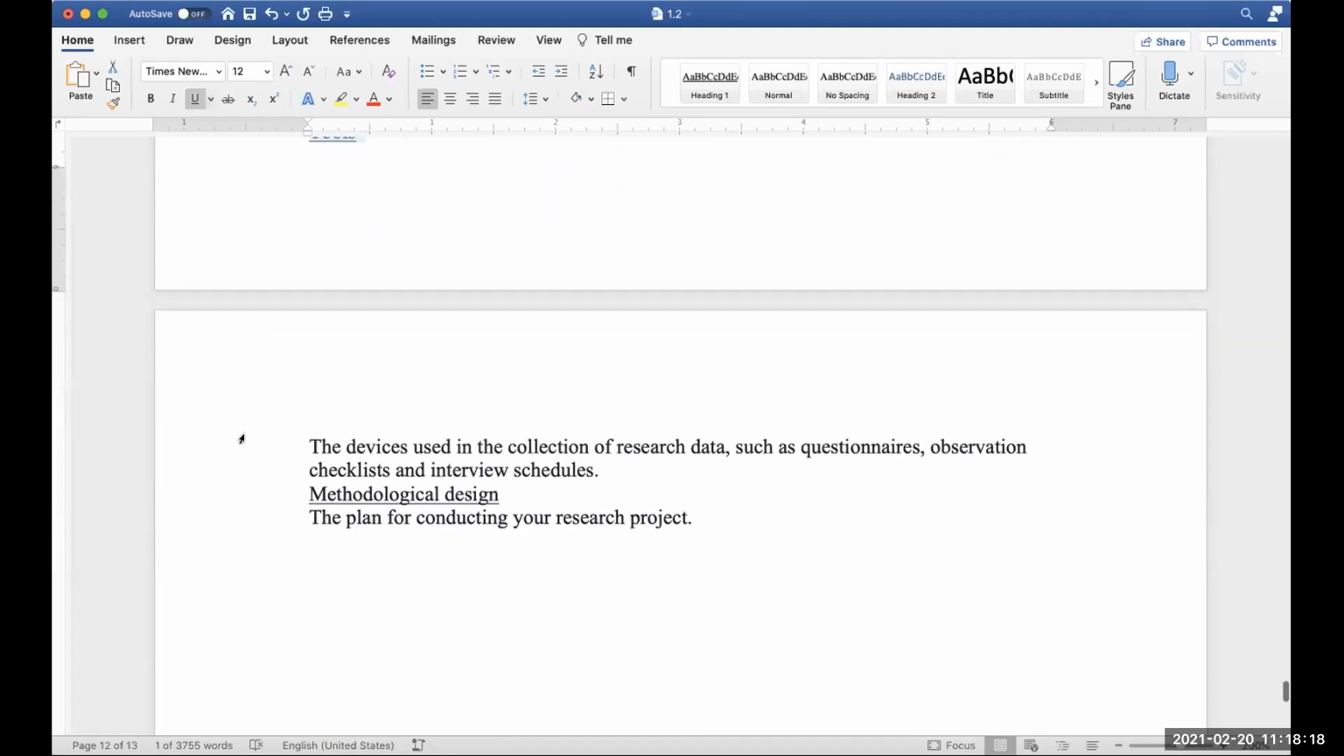So tools. Devices used in collection of research data include things like questionnaires, observation checklists, interview schedules.